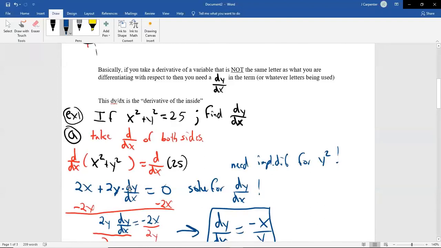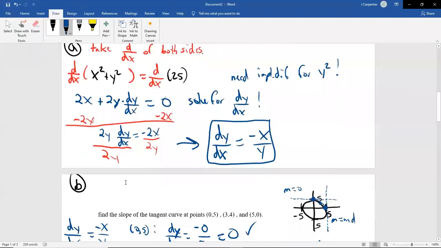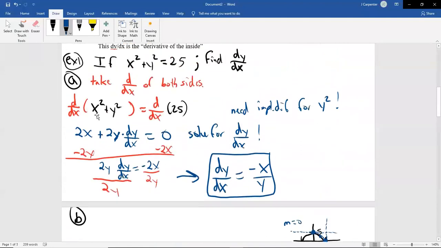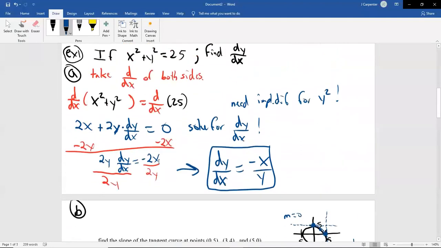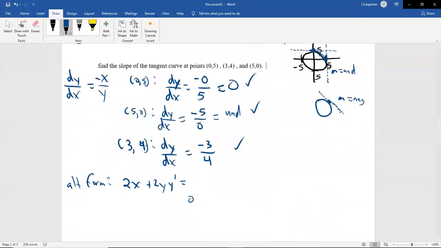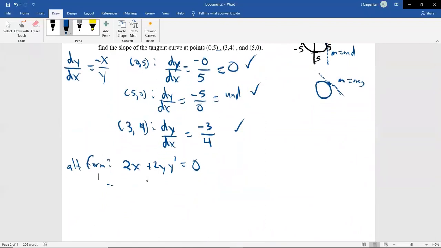And this dy/dx, you could also just call that y prime. So instead of going 2x plus 2y dy/dx equals 0, we could go 2x plus 2y times y prime equals 0, and then still subtract the 2x and divide by the 2y. Whoa, that was weird. I must have been scrolling when I was writing. So dot, dot, dot, you end up with y prime equals negative x over y. The same thing.